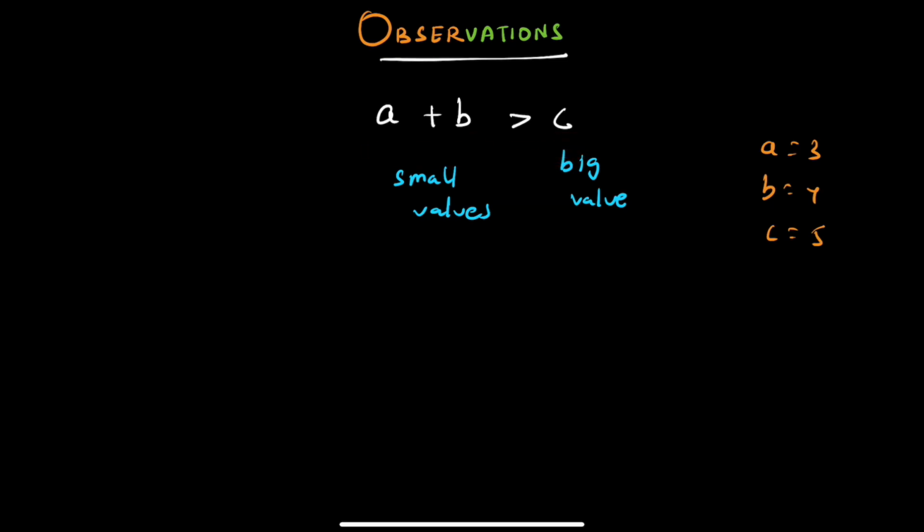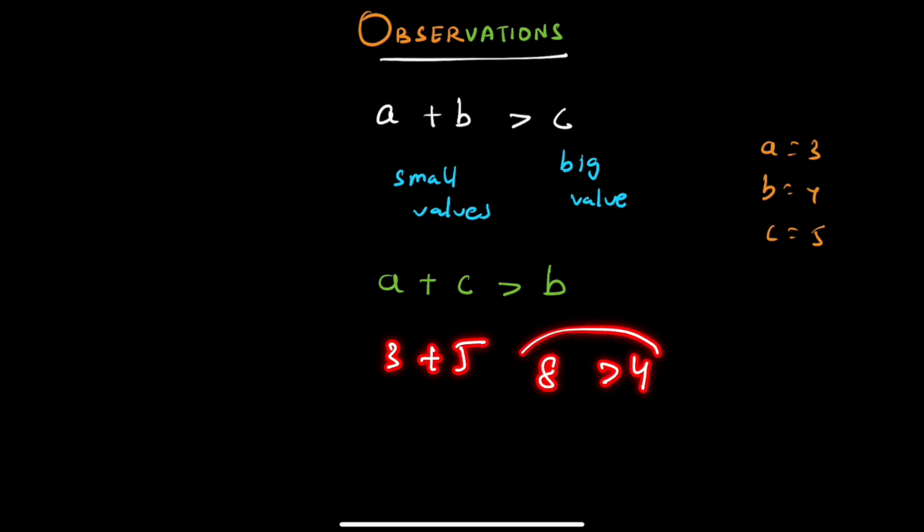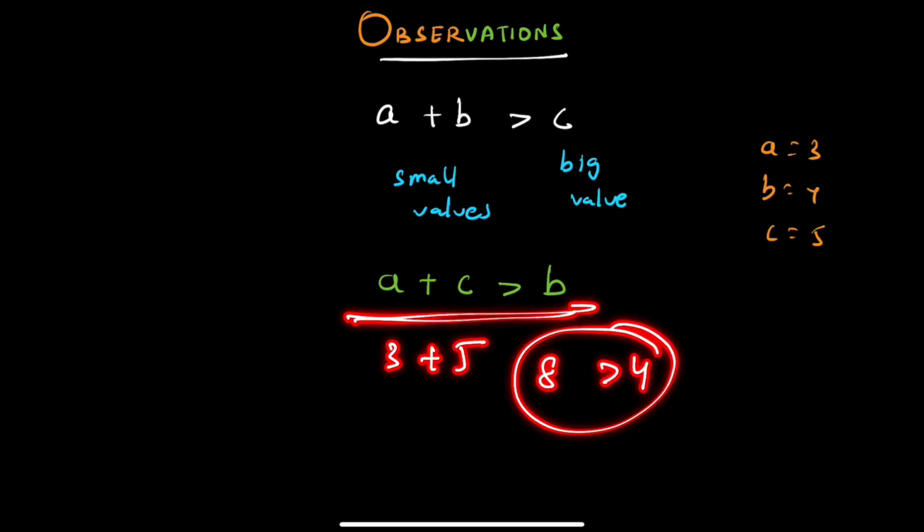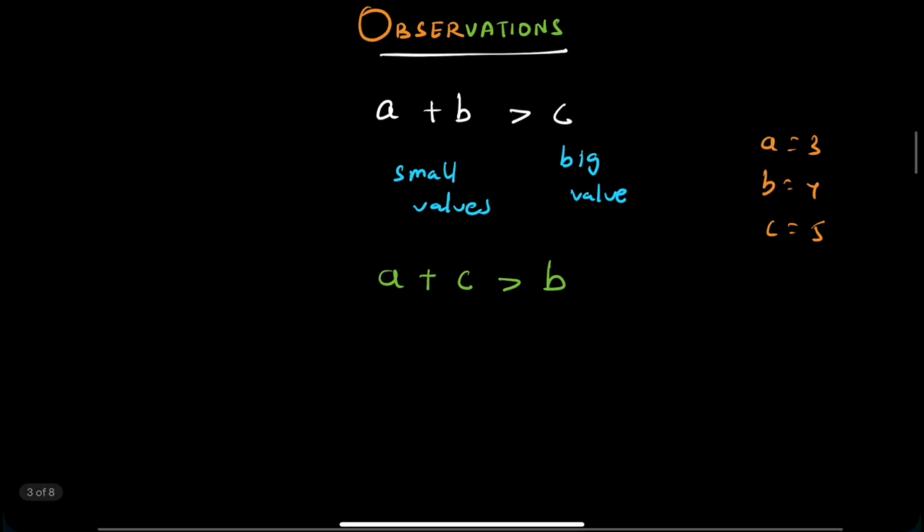So this condition is valid, right? Now what I'll do is I'll interchange the position of C and B. So if I interchange the position, the equation will be A plus C greater than B. Now, whether this equation still holds true for these values, because here there's a combination of small and big value, but here this is just a small value. So if we try to substitute these values, A plus C will be 3 plus 5. 3 plus 5 will be 8. So 8 is greater than 4, right? So this condition still satisfies.